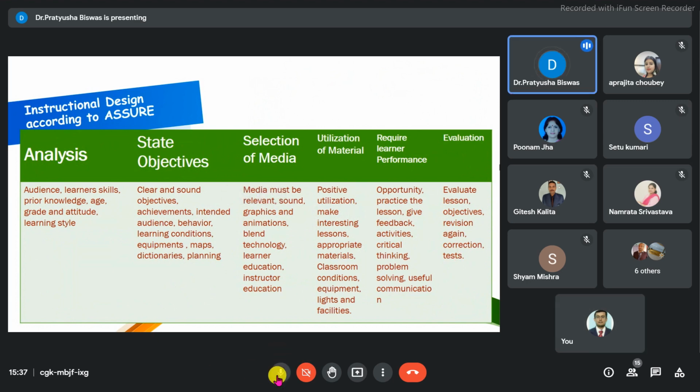Yes. So I have tried my best to summarize the instructional design of ASSURE. I hope this is clear to everyone. Okay, is it okay? Yes, ma'am. It's okay.